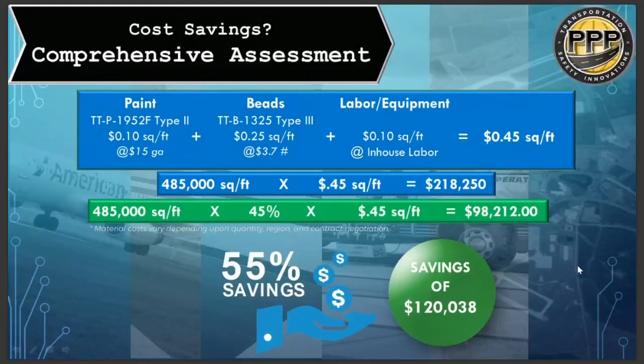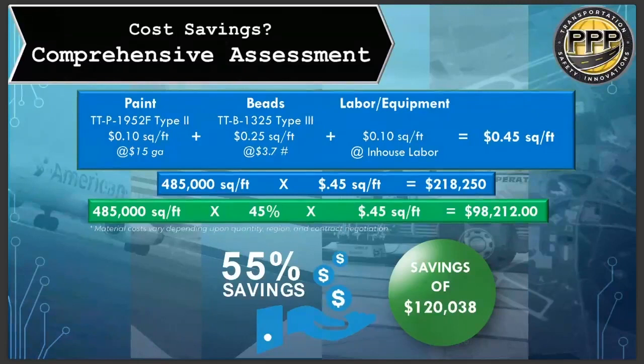All right, so what I was saying was, we had 485,000 square feet of markings on this airfield, and if they were to rotate that in a 2 year period, basically restripe that entire airfield within 2 years, it would be about $218,000. Now this is taking a lot into account. Some of it I think is low, some people will think is high. Besides, remember they are using type 3 beads.